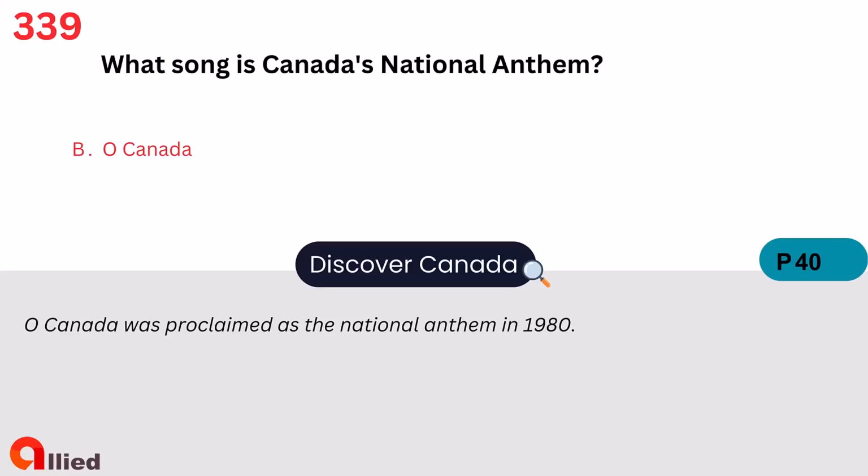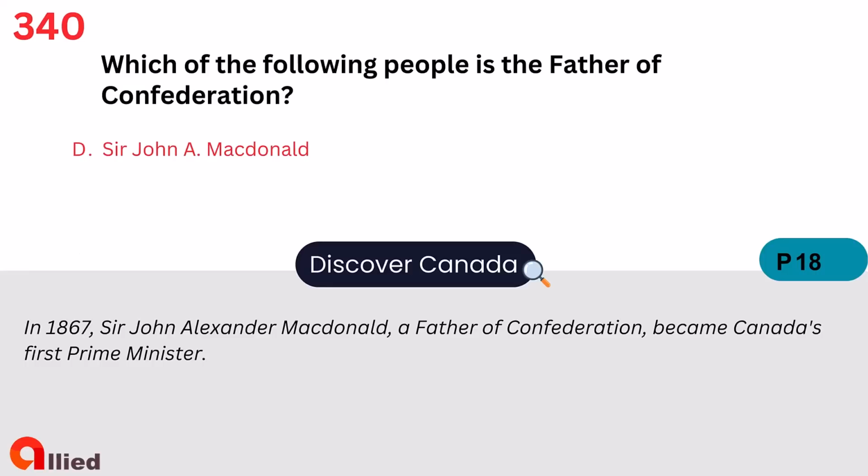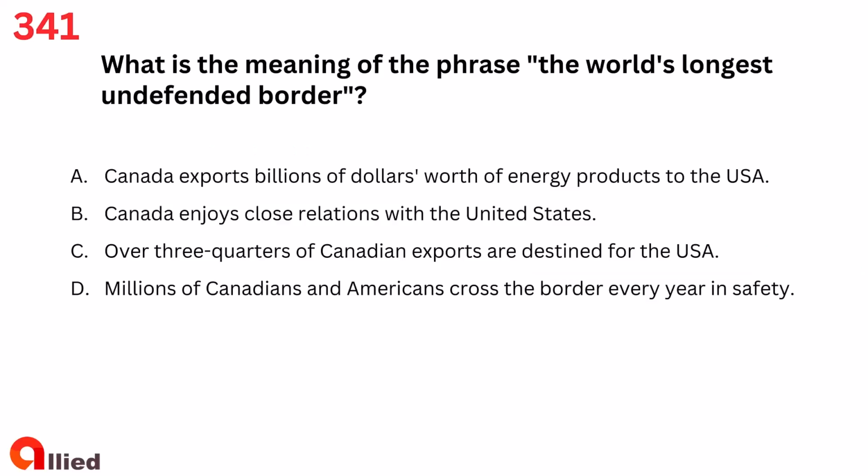The answer is B. O Canada. Question 340. Which of the following people is the father of Confederation? A. Stephen Harper. B. Pierre Trudeau. C. Alexander Mackenzie. D. Sir John A. Macdonald. The answer is D. Sir John A. Macdonald.